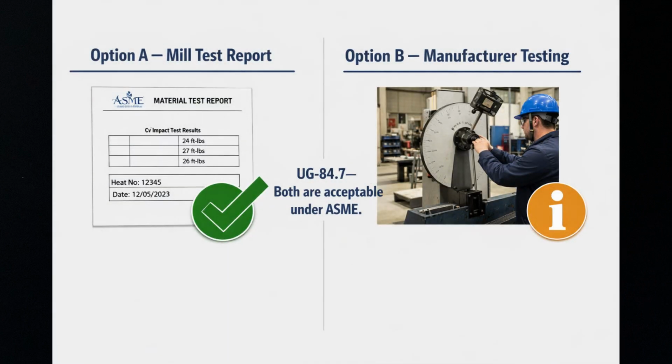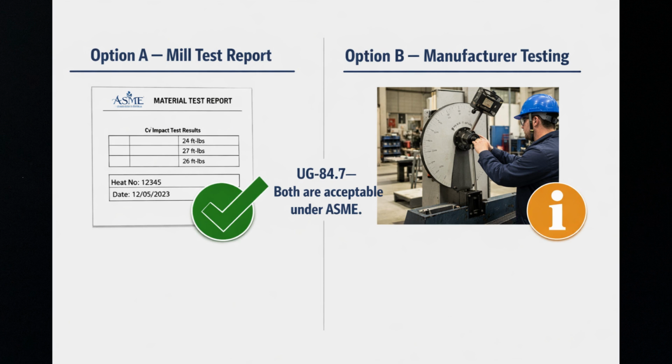UG-84.7 covers where impact testing data comes from. Option A. Reports or certificates from the material manufacturer showing the material meets UG-84.5 acceptance criteria are acceptable, provided the test specimens comply with UCS-85, UHT-5, or UHT-81 as applicable. This is your mill test report scenario. The steel mill did the testing, certified it, and you accept those results.